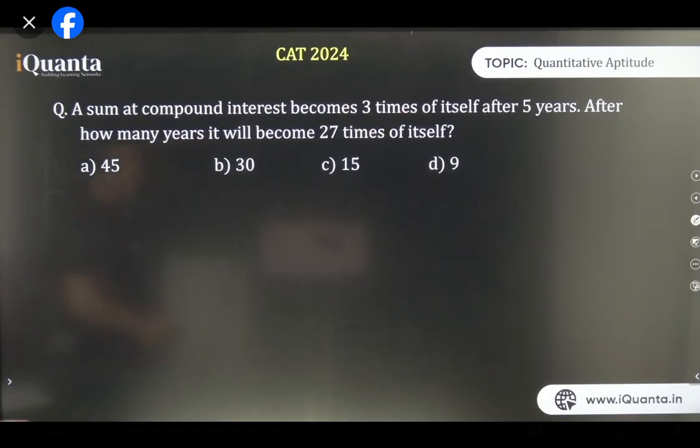Coming to the next one. A sum at compound interest becomes 3 times of itself after 5 years. After how many years will it become 27 times of itself? I'm giving you 3 minutes for this. Now, is the speed okay with all of you? Those who found me fast, now I think you're okay with the speed?